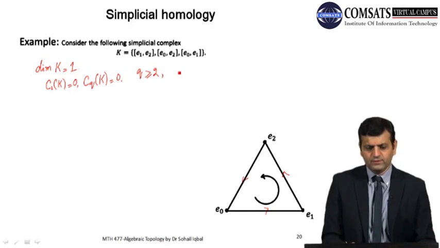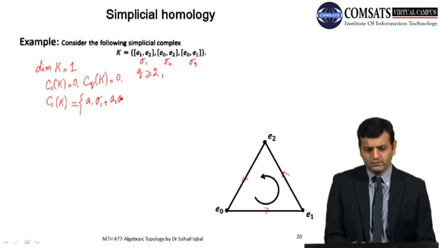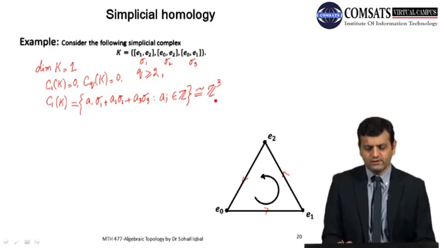So the only non-zero free abelian groups generated from these subsimplexes of K are going to be C1 of K. So what is C1 of K? There are 3 1-simplices contained in K. Let's call them sigma 1, sigma 2, and sigma 3. So what are the elements? A1 sigma 1 plus A2 sigma 2 plus A3 sigma 3, where the Ai's belong to the integers. And of course this is isomorphic to Z^3. It's a free abelian group of rank 3.